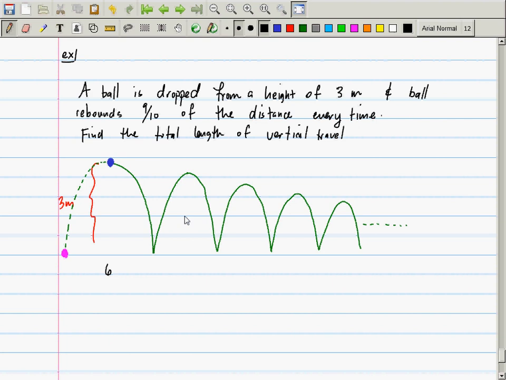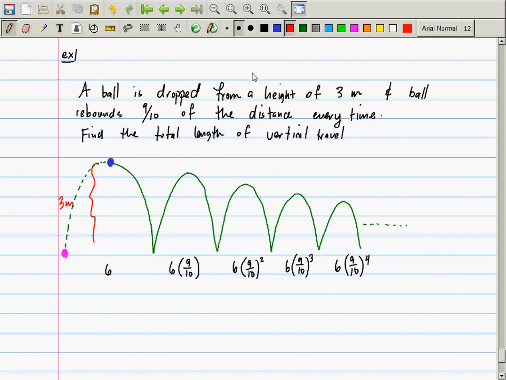Okay, so then how about this? How far did it travel? It traveled 9/10 of 3 upward, and then 9/10 of 3 downward. So altogether, it traveled 9/10 of 6. So in this arc, 6 multiplied by 9/10. That's how far it traveled vertically in that arc. How about in the next arc? Right, 6 multiplied by 9/10 squared. And then the next one, 6 multiplied by 9/10 cubed, and then 6 multiplied by 9/10 to the 4.